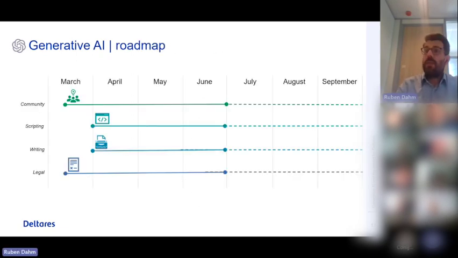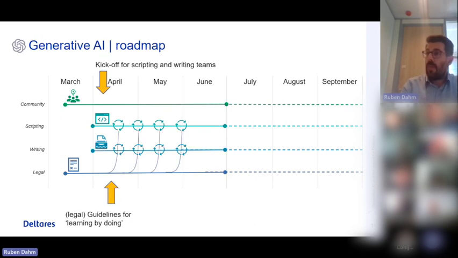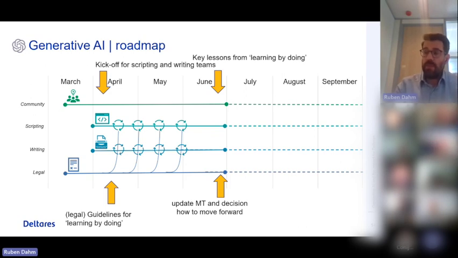So a little bit of the roadmap. We started in April, a little bit before. We developed some guidelines, learning by doing. What are do's, what are don'ts? We had a kickoff session for the different teams. And every once in a while, we have these feedback sessions, primarily focused on the scripting and writing groups, on what did they learn and how did it evolve. And it feeds back into what is our position, or what could be our position, from a legal perspective. So by late June or July, we will harvest all this information and get some key lessons for our own company, specifically targeted towards Deltares as a research institute, from this learning by doing. And then we update both our colleagues who weren't part of the experiment, but also, are there any decisions to be made on how to move forward?